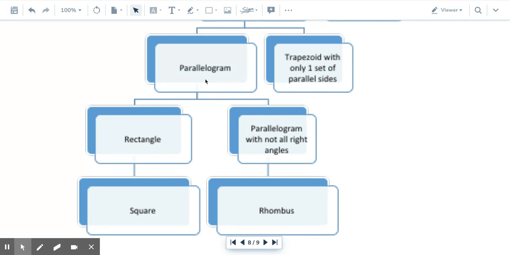What attribute of parallelograms do squares have? The answer is that all squares have 2 sets of parallel sides. And that's the defining attribute of a parallelogram. So because a square shares that defining attribute, then all squares are parallelograms.